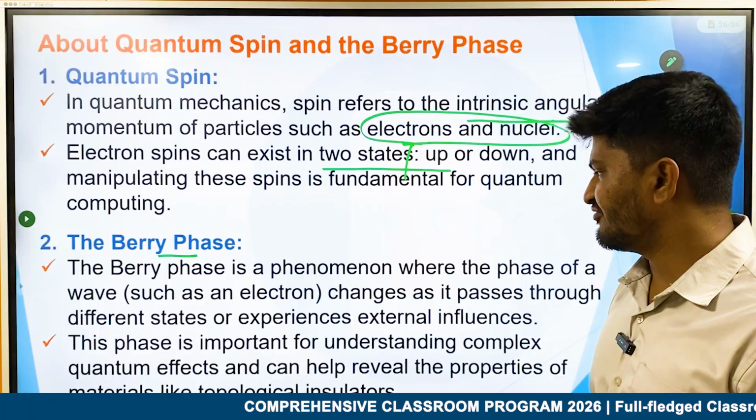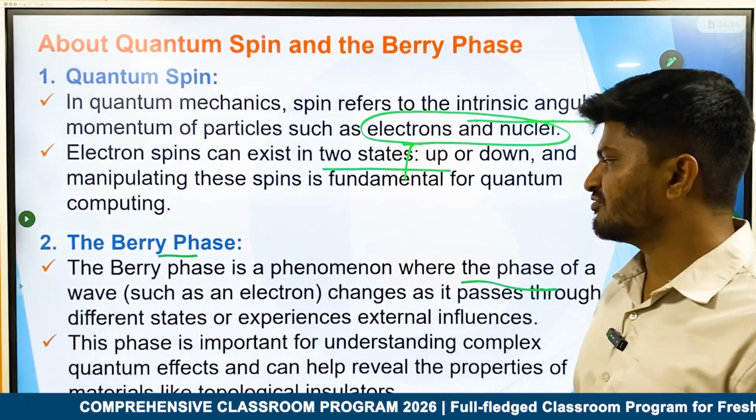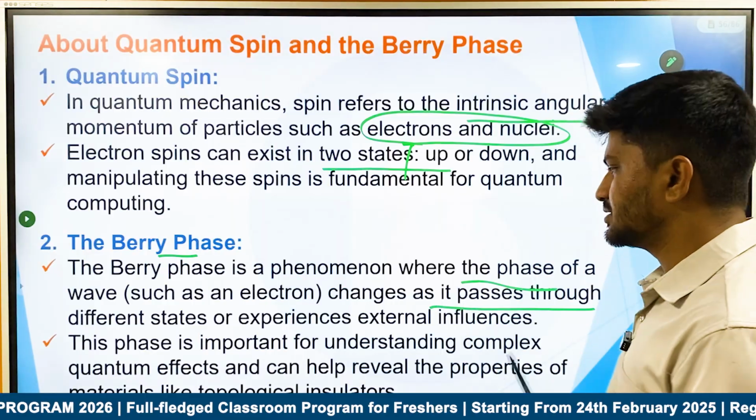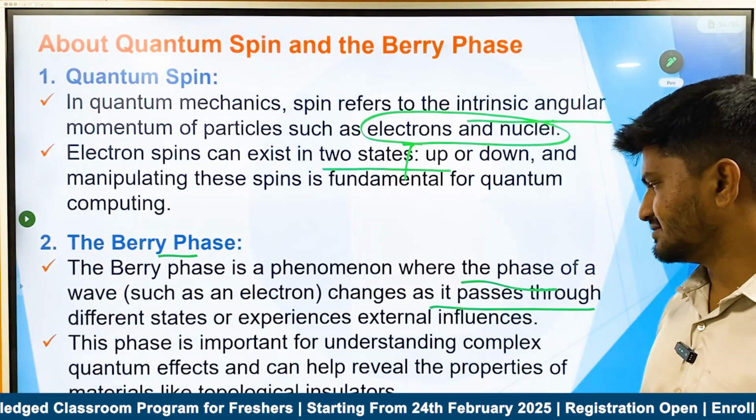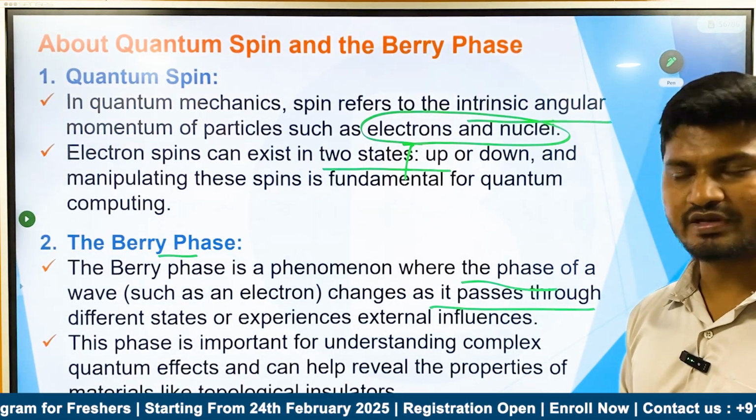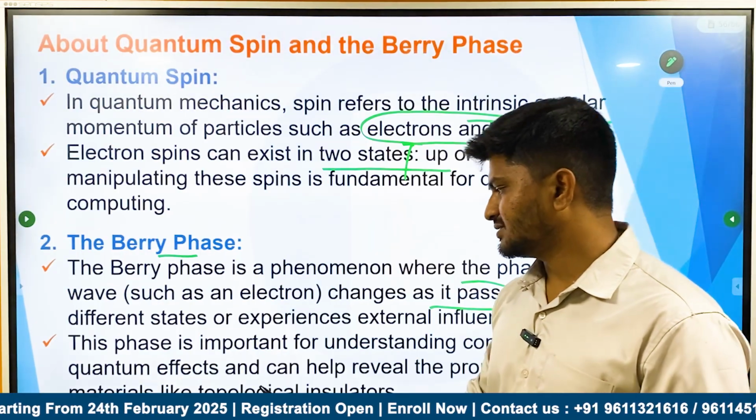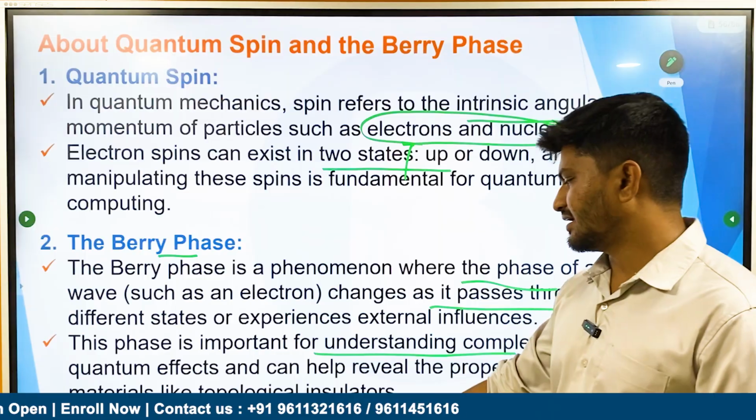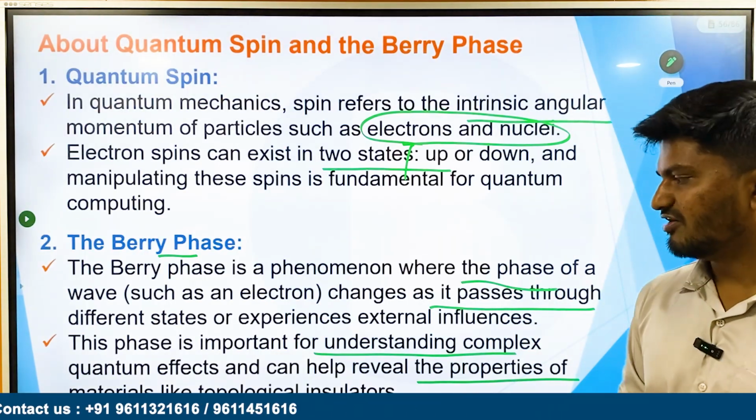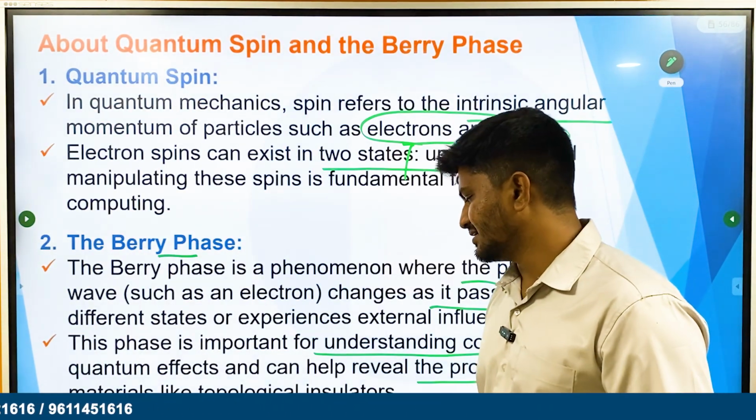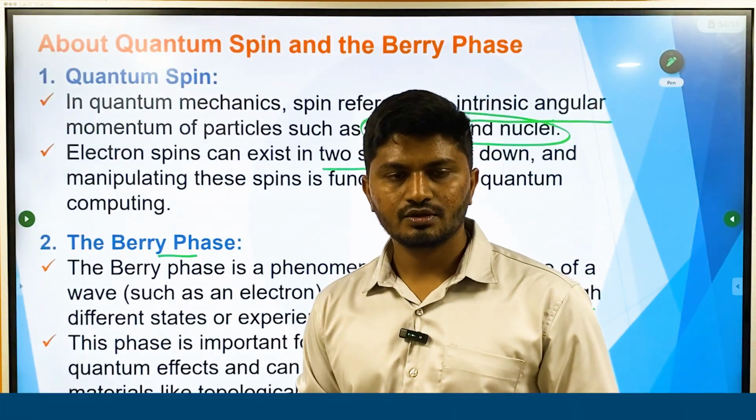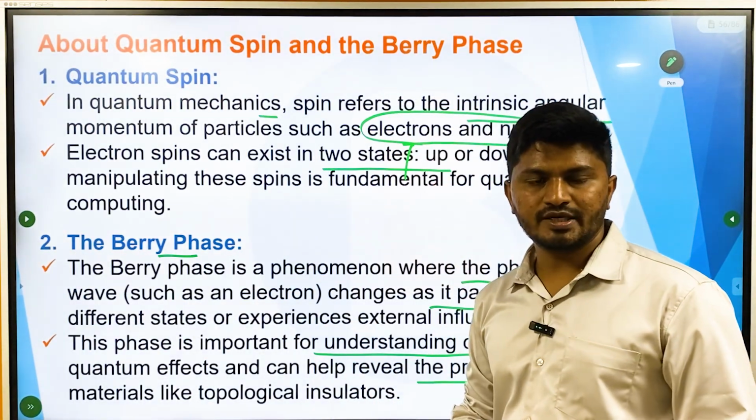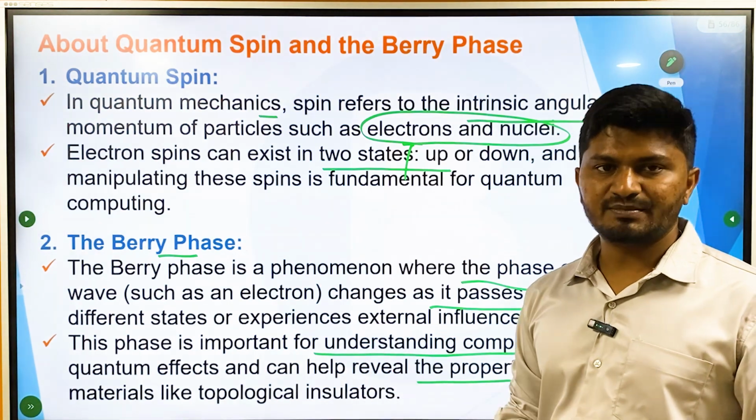Then the Berry phase. Berry phase is a phenomenon where the phase of the wave, such as of an electron, changes as it passes through different states or experiences external influences. Very important. This phase is important for understanding complex quantum effects and can help reveal the properties of materials like topological insulators. Understand the difference between quantum spin and Berry phase. Very important. You can pause the video and read them again.